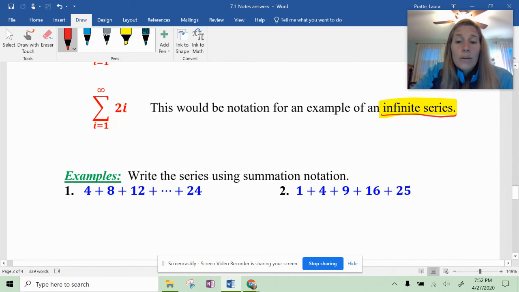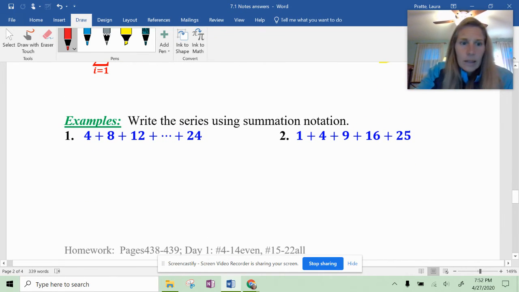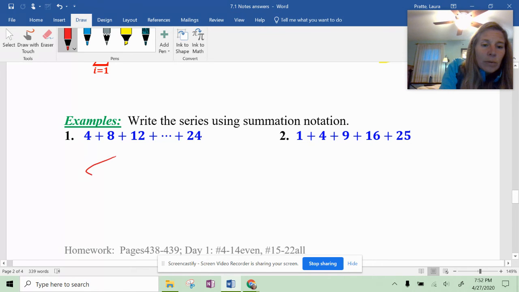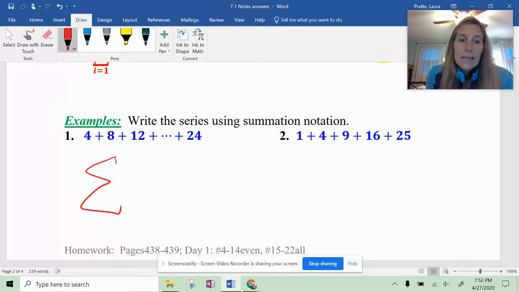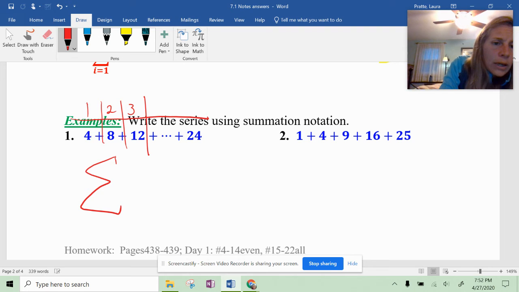Okay, so write the series using summation notation. All we're doing is writing it out. We're not calculating anything. So the first thing we would do is write our sigma, which is this very funny looking E, right? And this is where my input output table kind of comes in handy. So 1, 2, 3, right? This is 1, this is 2, this is 3.